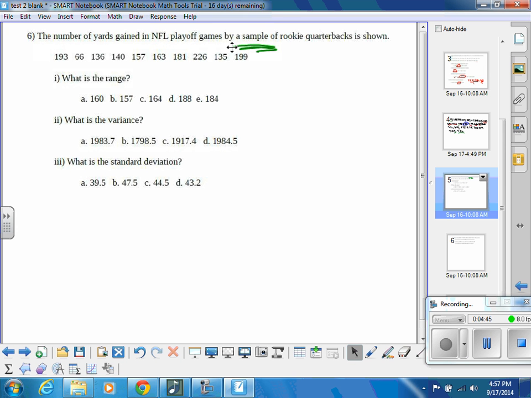Now the first thing we want to do is put this data in order. So I'm actually going to write that down, so I'm going to be scrolling down to the work that I'm doing.